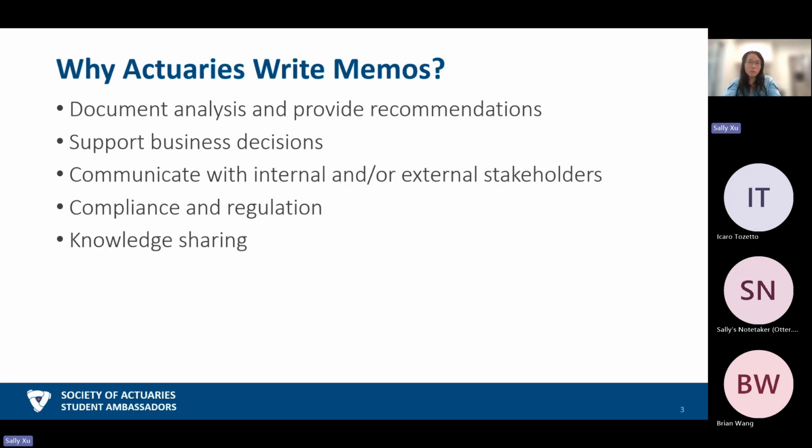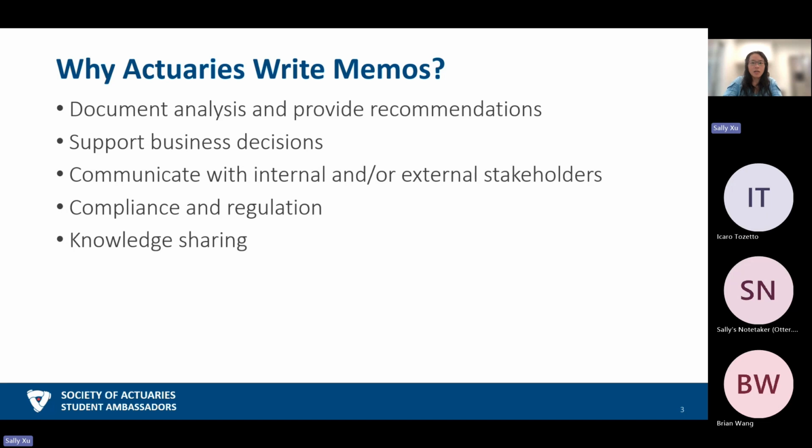So first off, why do we even write memos, and what kind of information does a memo convey? A memo captures the detail of an actual analysis that you've conducted. It includes methods and assumptions and provides recommendations based on those findings. And these recommendations are used to support informed business decisions and effective risk management. Actuarial memos present the results, and they really help the decision makers understand the risks and opportunities behind the scenes, when it comes to pricing, reserving, and investment strategies, just to name a few things.